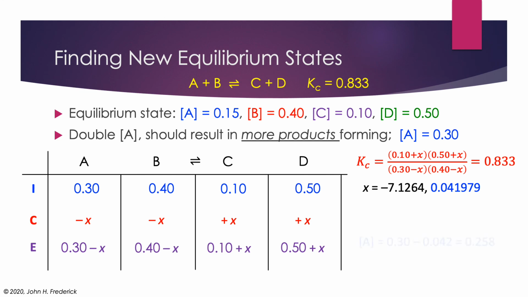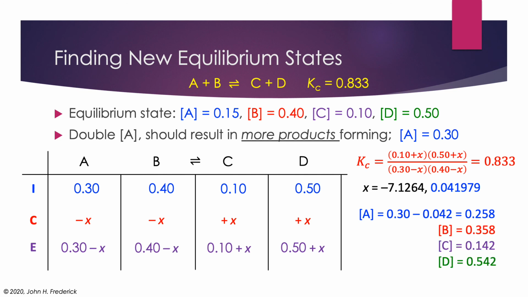So I'm going to use that now to calculate what my concentration of A would be. In this case, it's 0.3 minus 0.042. That's 0.258. I can do that for each of the other concentrations there. And what this means is I have a new equilibrium condition for this particular reaction. I invite you to go ahead and plug those numbers into the expression for the equilibrium constant. Make sure that you do get 0.833 back when you do that. That's a good way to check your work whenever you do one of these problems.